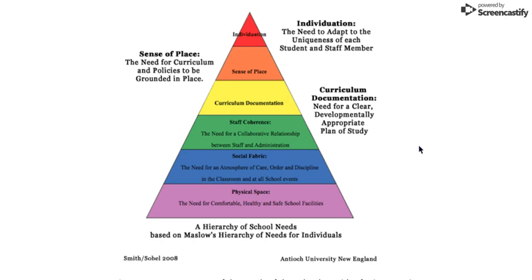Hi, I wanted to share just a little bit of additional information that will move us a little bit beyond the concerns-based adoption model work that you did in the last module. One of the things that we didn't really touch on much, I don't think, in the readings, was this idea of the hierarchy of school needs, which is what I'm showing you right here. This was created by David Sobel at Antioch and a colleague of his. And it works from Maslow's hierarchy of needs.